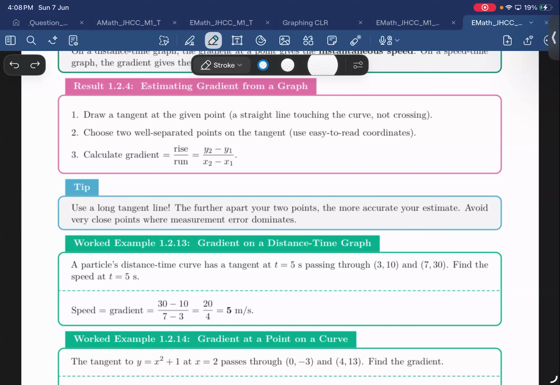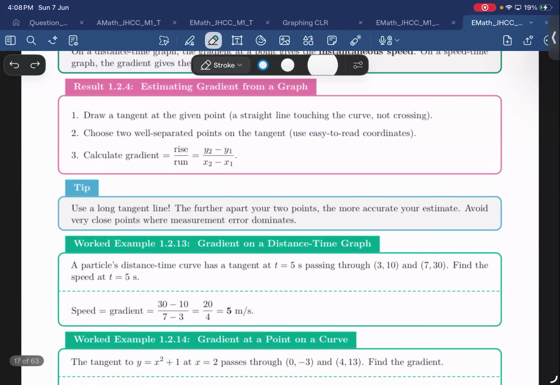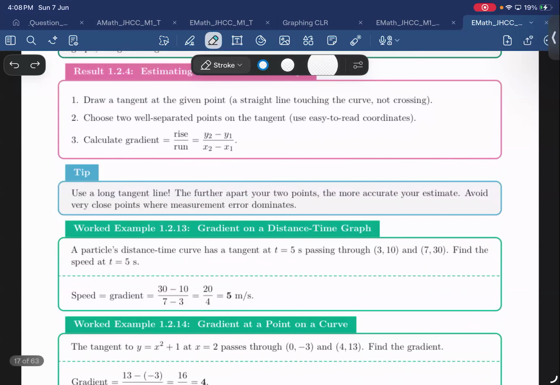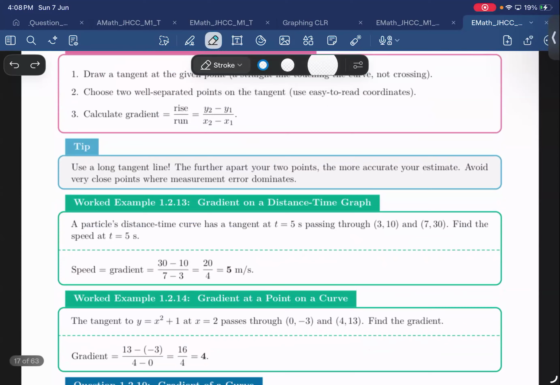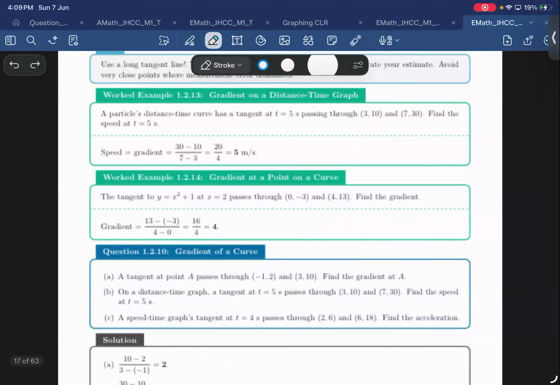The next one: the tangent to y equals x squared plus 1 at x equals 2 passes through (0, -3) and (4, 13). Find the gradient. Once again, this one is not difficult. You have the 2 points already, so you can easily find the gradient. Here I never gave any sketching because it would take too long, but in E-Math exams, if they ask you to calculate the gradient at a point, you just draw a line that touches this point exactly once. Then you choose 2 points that are sufficiently far apart.